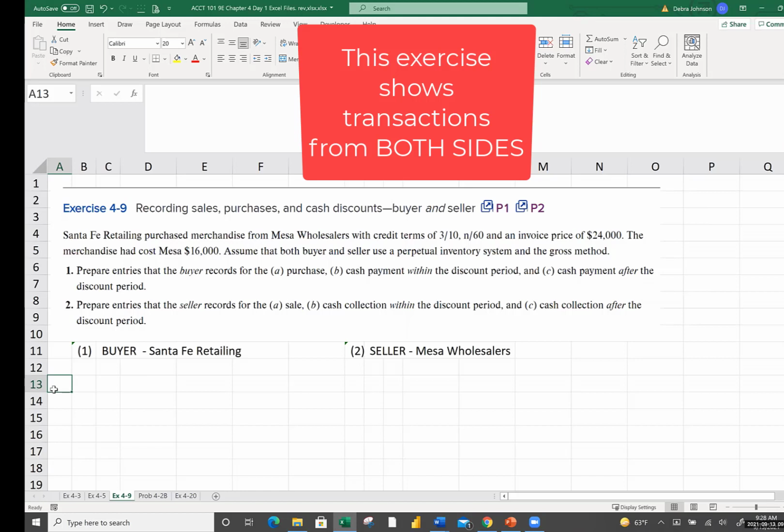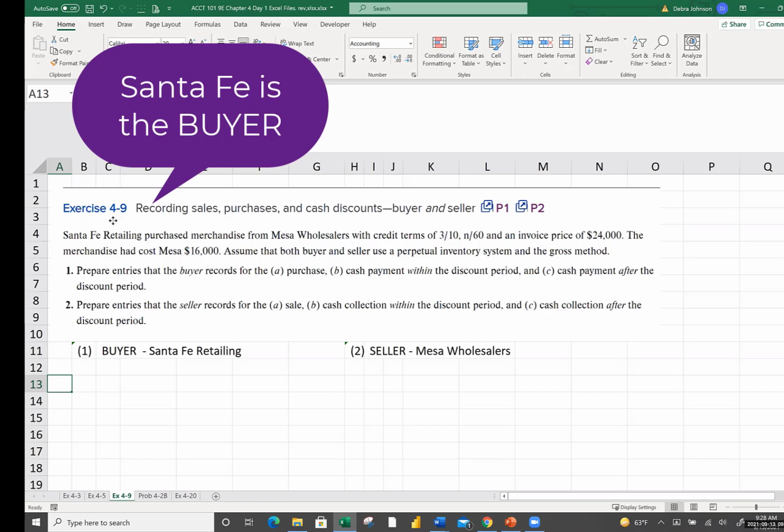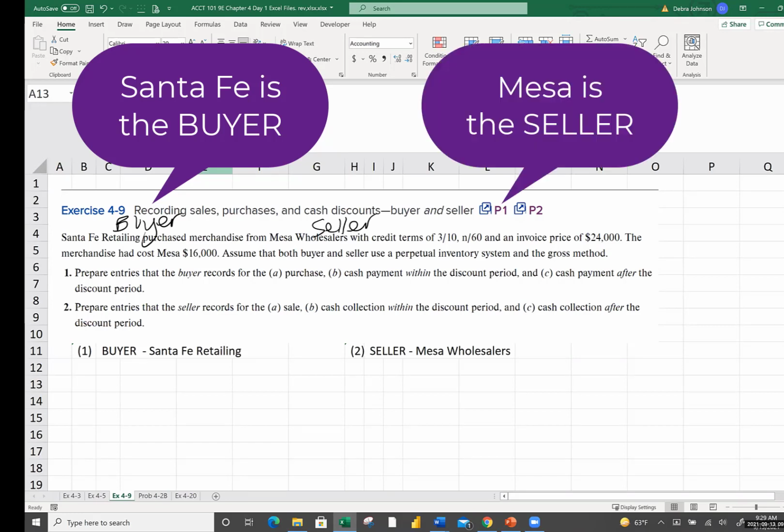It says Santa Fe Retailing purchased merchandise from Mesa Wholesaler. So the first thing that I like to do in these is determine who's the buyer and who's the seller. So Santa Fe Retailing purchased, okay, they are the buyer. So I'm going to write that down. Merchandise from Mesa. Mesa is the one doing the selling with credit terms of 3/10 net 60. What the heck does that mean? It means if you pay this within 10 days, you can take a prompt payment discount of 3% that's offered to you by the seller.